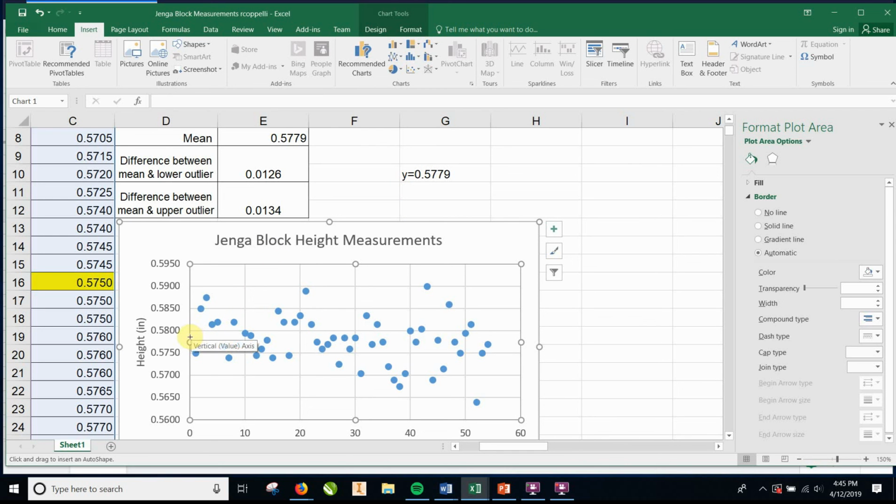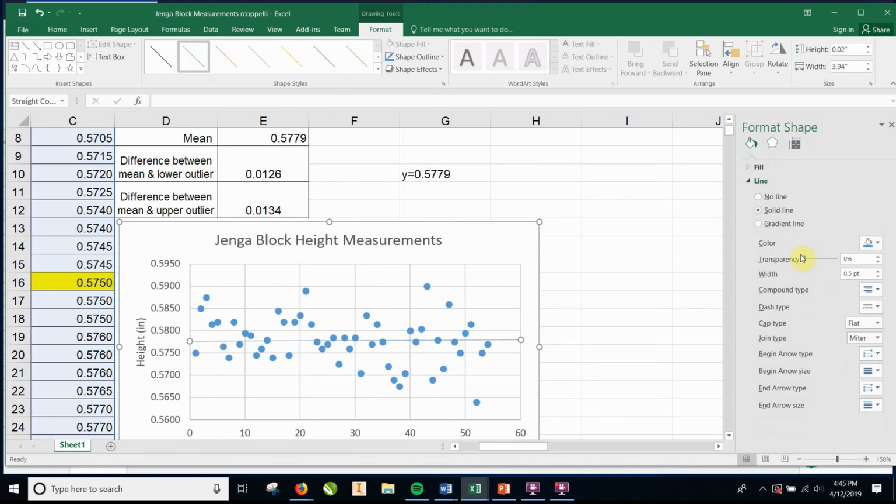So I'm going to say it is almost right in the middle right here. Okay, this is subjective. All right, and I want it to be as horizontal as possible, and I'm just going to draw a line there. All right, and let's make this line a little bit thicker. Sure. Right about there, 1.25. And let's make it a different color. Let's make it black. Okay.